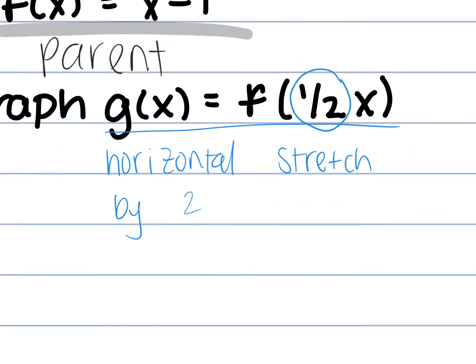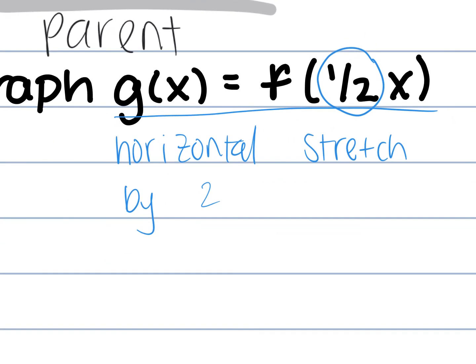Okay. When you horizontally stretch something by 2, you multiply the x values by 2. Why? Why would I multiply my x values by 2 if I'm horizontally stretching my graph by 2? Stretching. I am stretching it, so I'm going to multiply it by 2. But why would I multiply my x values and not my y values?